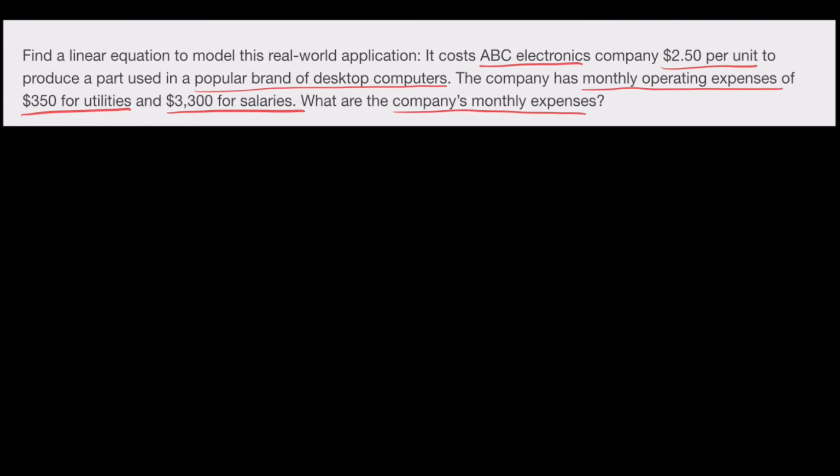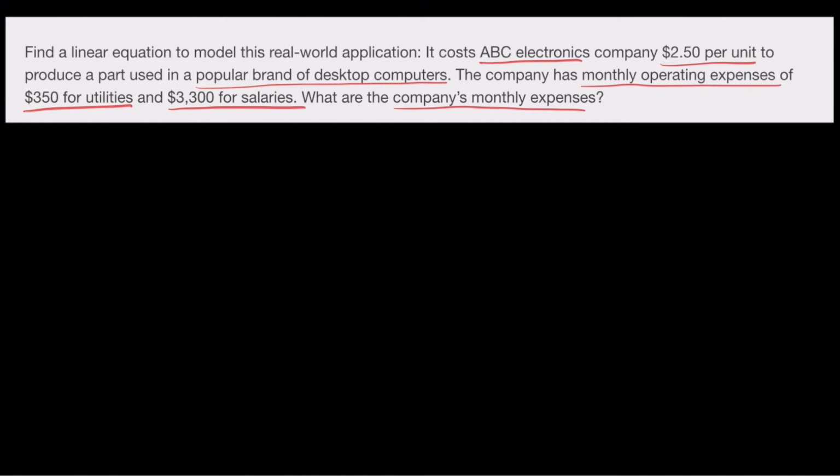So let me give you some hints. Remember that here they are just asking about the monthly expenses. They are just asking us to find a linear equation, nothing else. They are not asking us to actually solve something. Let's consider that a company produces x parts, right? So they are producing at $2.50 per part. They are asking us to calculate the monthly expenses. Let's say, for example, E is the expenses.